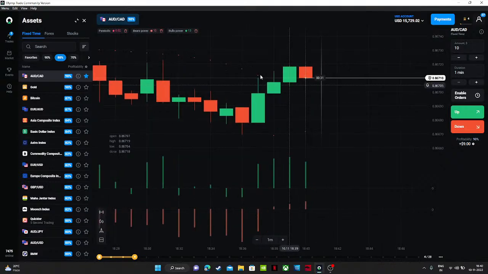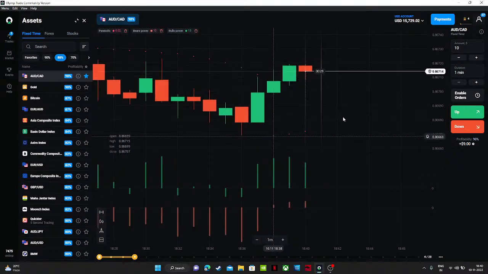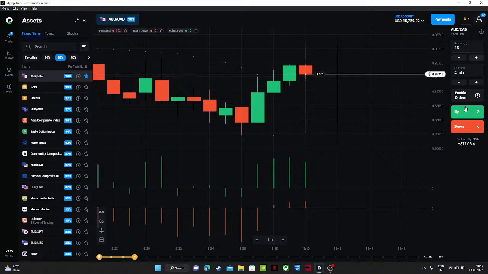So here the parabolic dot shifted below the candle. The bull's power was already above the zero line. The bear's power is also above the zero line. So here I am taking an upside trade for 2 minutes. $20 is the trade amount following the martingale principle. If we win this trade, the previous loss will be recovered and also we will get some profit along with it.